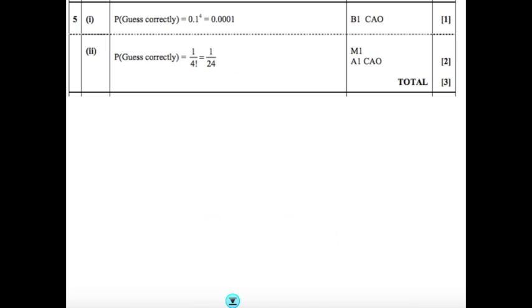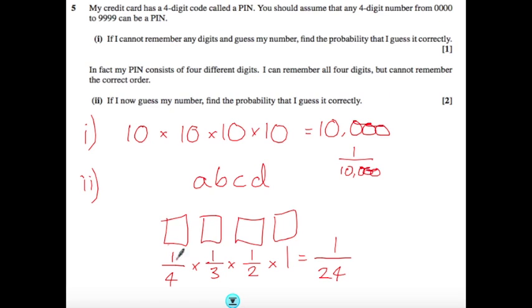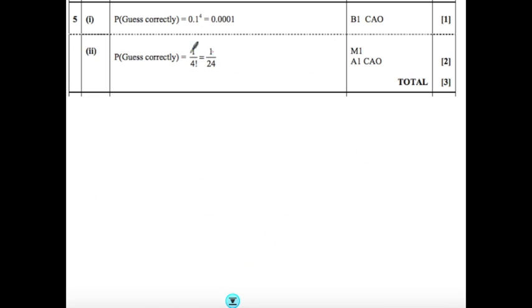So let's look at the mark scheme. For part 1, they've done 0.1 to the power of 4, so we kind of did 10 to the power of 4 and did 1 over. Maybe you've done it the more efficient way. And part 2, 1 over 4 factorial, which is equivalent to that: 4 times 3 times 2 times 1, which is 1 in 24.